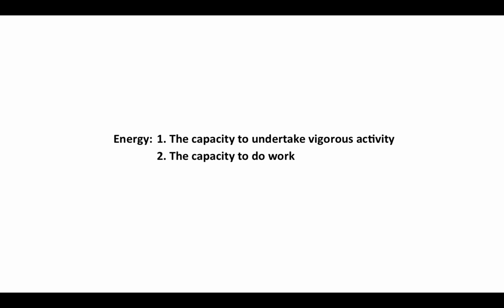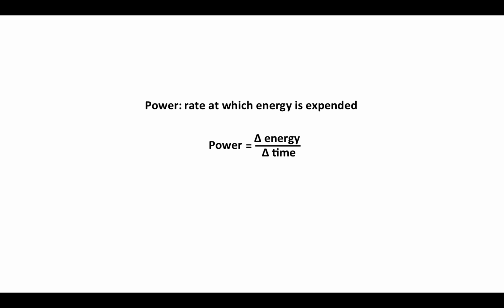Next on our list is power. Now, power is the rate at which energy is expended. So power is given by this formula here, the change in energy divided by the change in time, which I could express as the change in time equals the change in energy divided by power. Which means as the power increases, the change in time decreases.